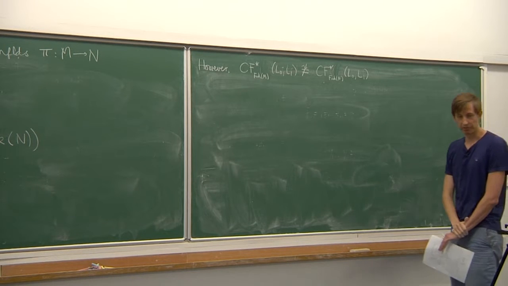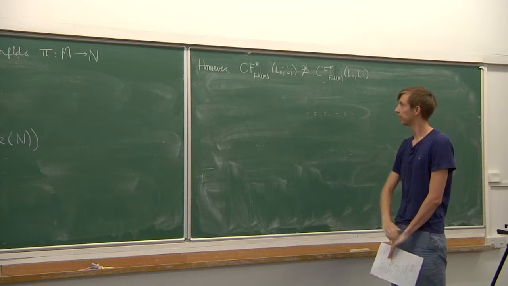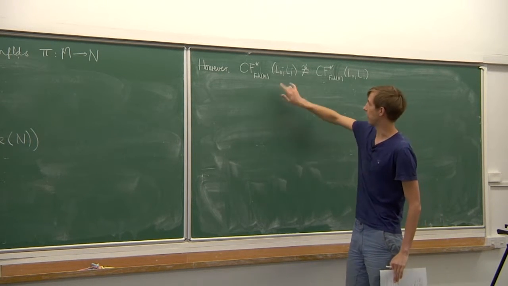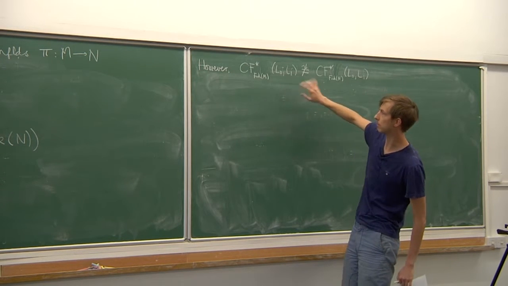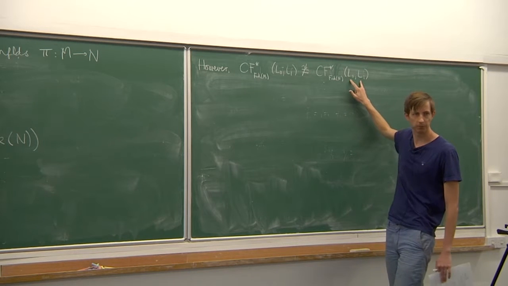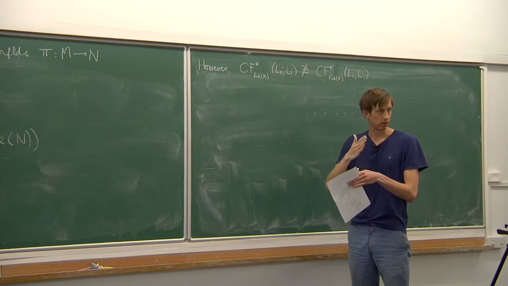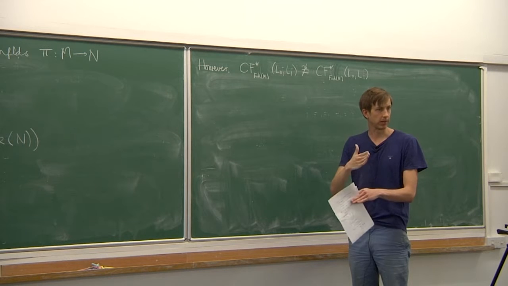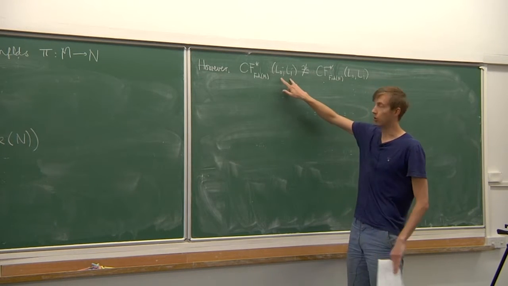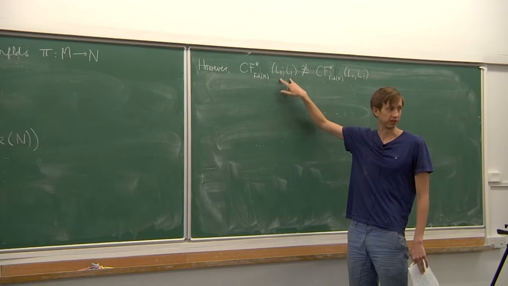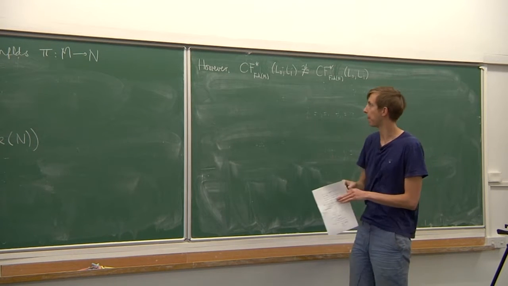But now the difference between the categories comes. If you have two Lagrangians downstairs in N, their Hom space in our category is generated by the intersection points, but not all of the intersection points will lift upstairs to this category.